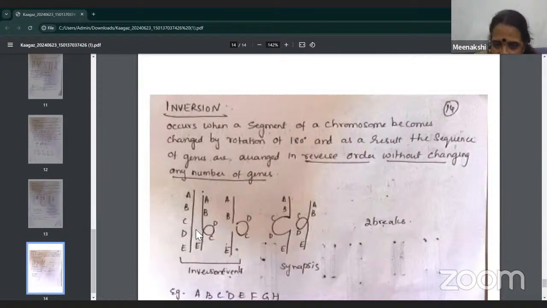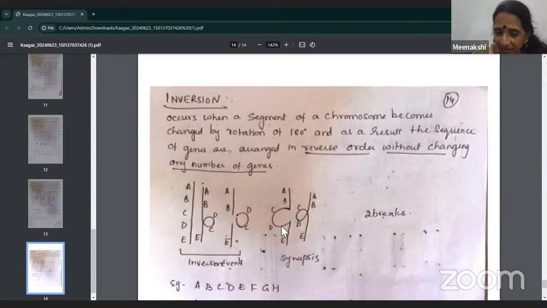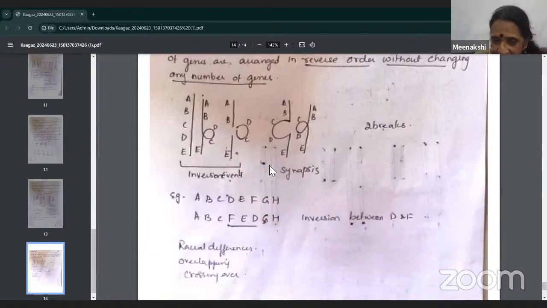A, B, C, D, E. A, B, C, D has changed. So now when it is going for a looping, you will see that the loop will be totally different and there will be 2 breaks occurring in this particular condition. So there will be a complete change in the reverse order. And this also will bring about the position effect.